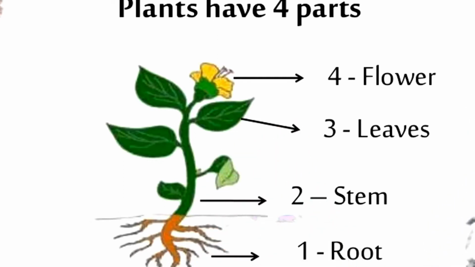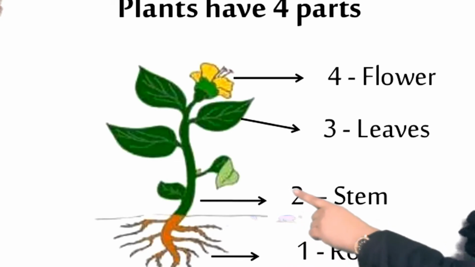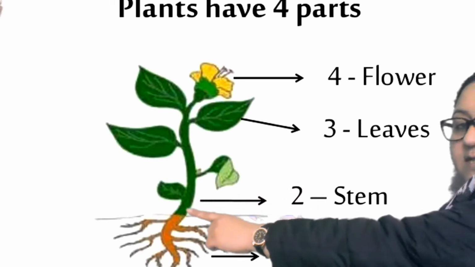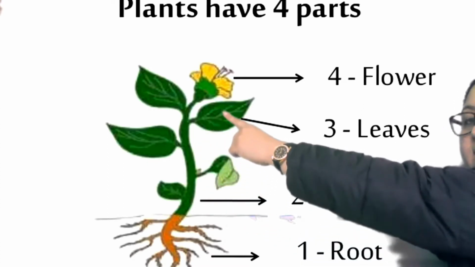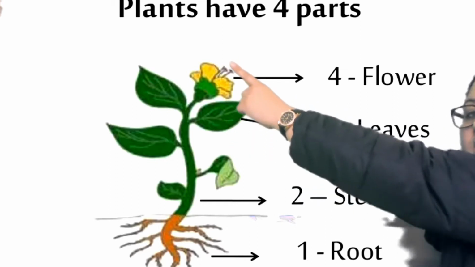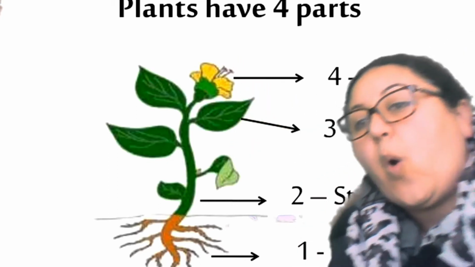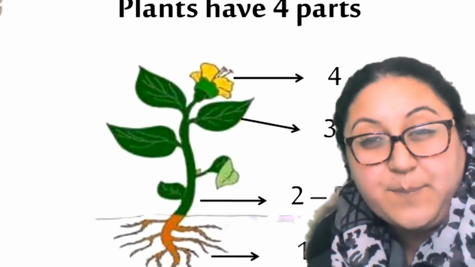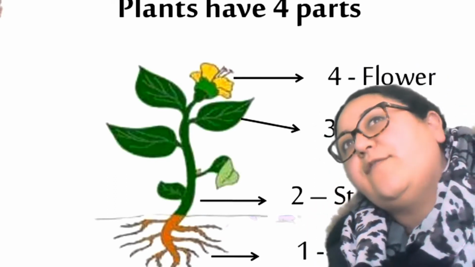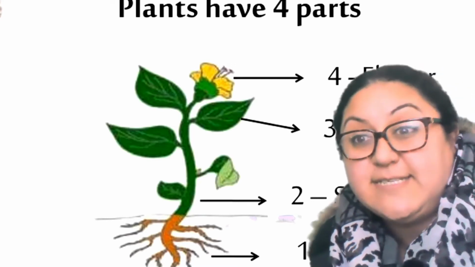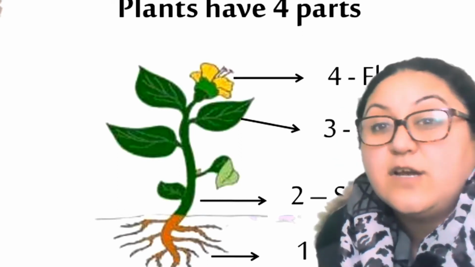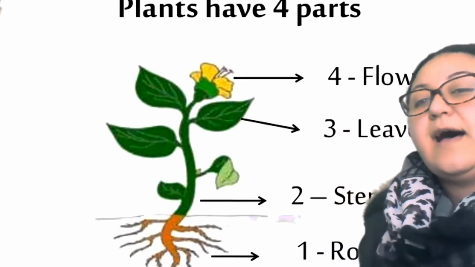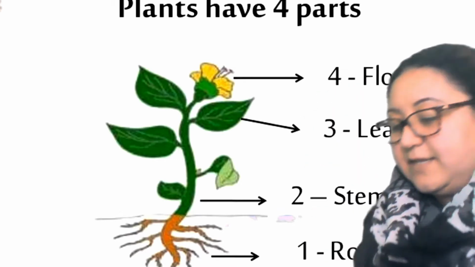The first one is our roots. You know the roots, this one. Then the stem, this is our stem. Then the leaves, and finally the flower. Some plants have fruit, but it's not common. What kind of fruits? For example, strawberries or blueberries. It could be nuts too.